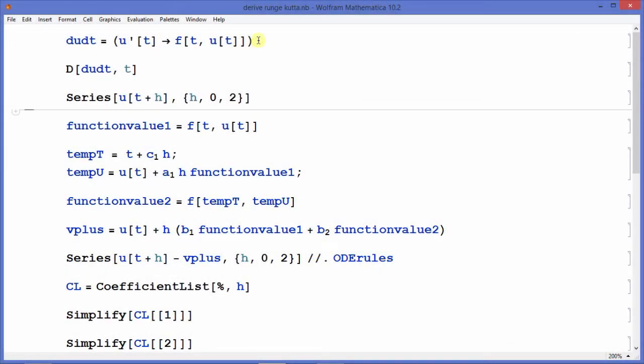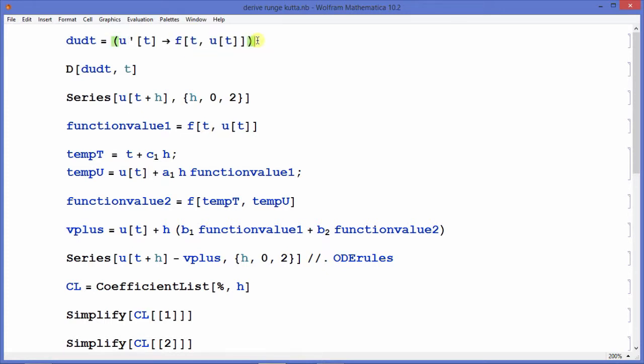Now we're going to derive one of the two major types of methods for initial value problems. The idea is to go past the accuracy that Euler gives us. So what we'll do is we'll start with the ODE that we're given. So du dt is replaced by f of t, u of t.